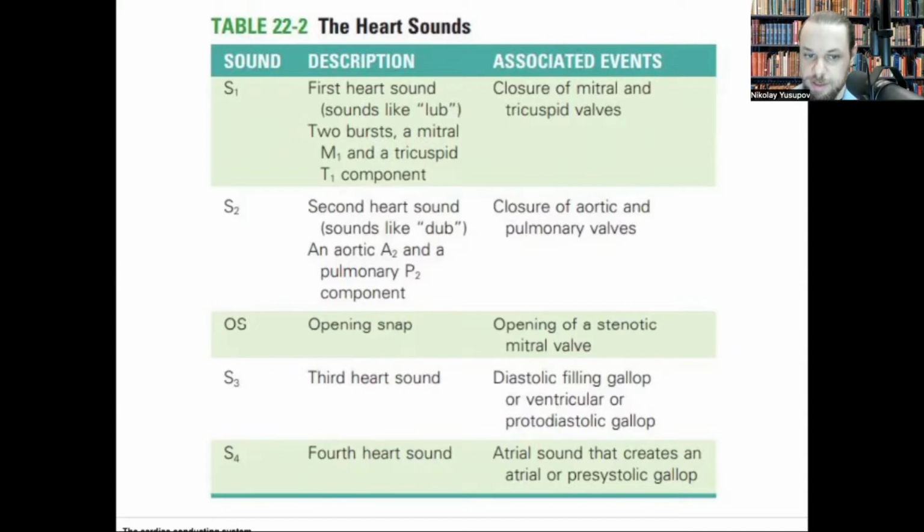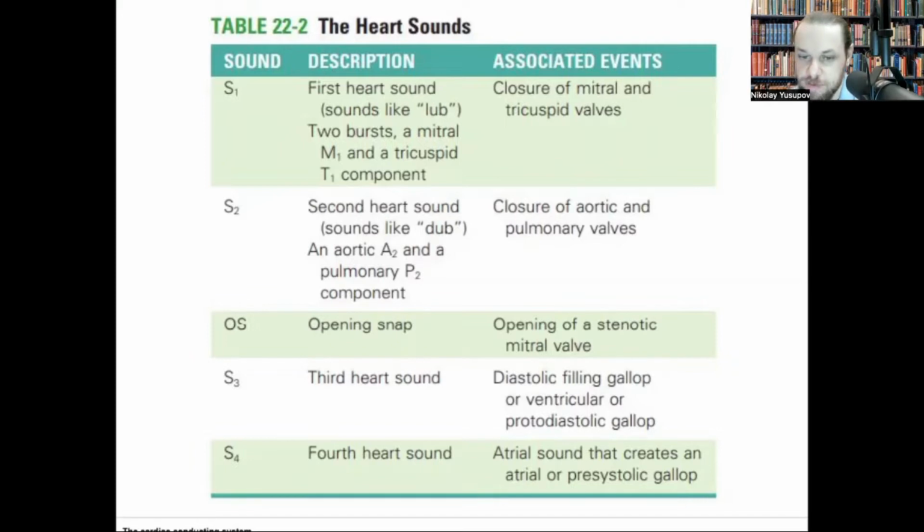Then here they show you an opening snap. Usually when the valves open, they should not make any sound. The closure of normal valves gives you S1 and S2, but the opening should not give you a sound. If it does, that's abnormal, so maybe it's a stenotic valve. That's what we can auscultate.